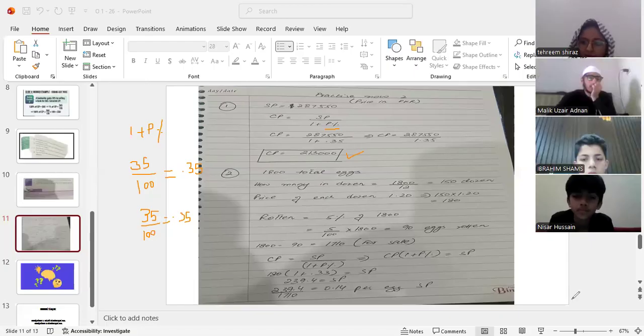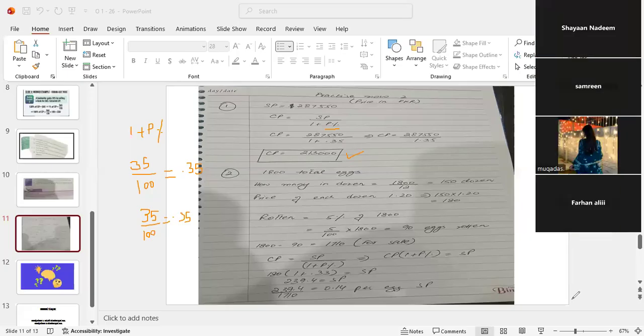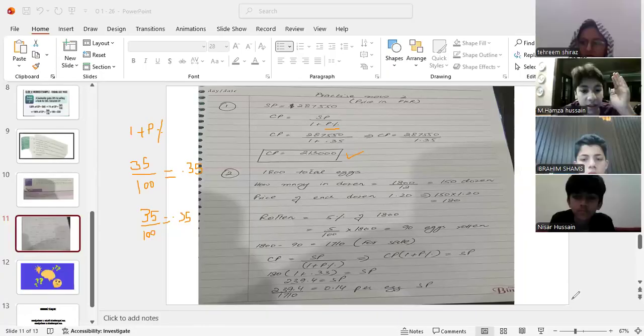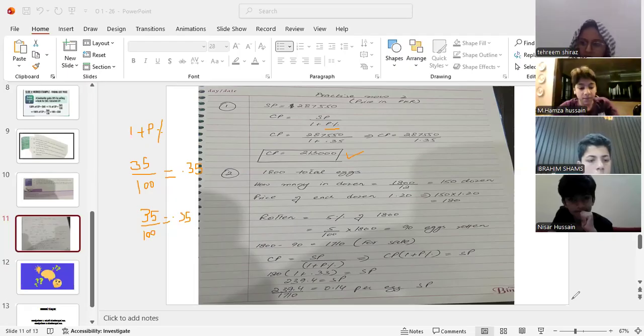Yes, Ibrahim Shams, you have raised your hand. Is there any question? No, ma'am. Okay, Hamza Hussain, what is the question? Ma'am, isn't it easier that if we divide 287,550 by 135%, we get 1%, and then multiply 1% by 100%, and we can solve for the cost price? Yes, you can solve it by your own method. Maths can be solved by any method.